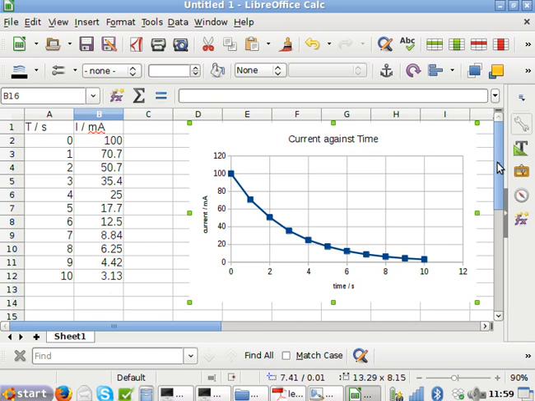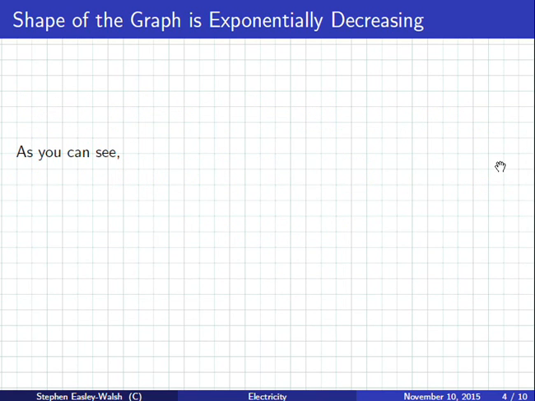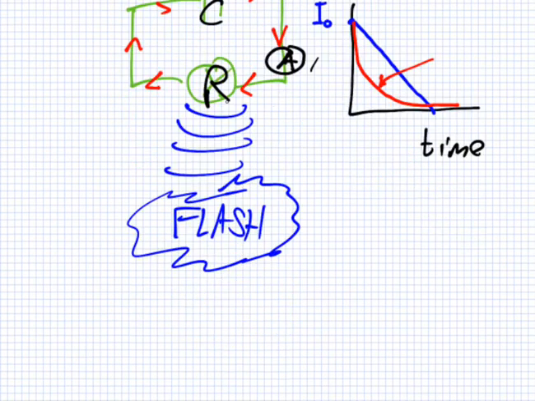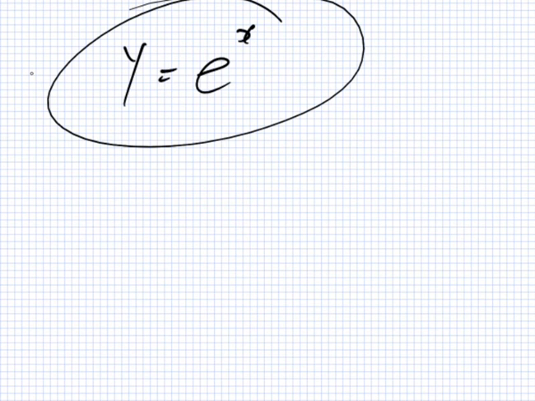70.7. 50.7. 35.4. 25.0. 12.5. Yep. 8.84. 6.25. 4.42. 3.13. Right, so let's make the graph here and see what shape we get.